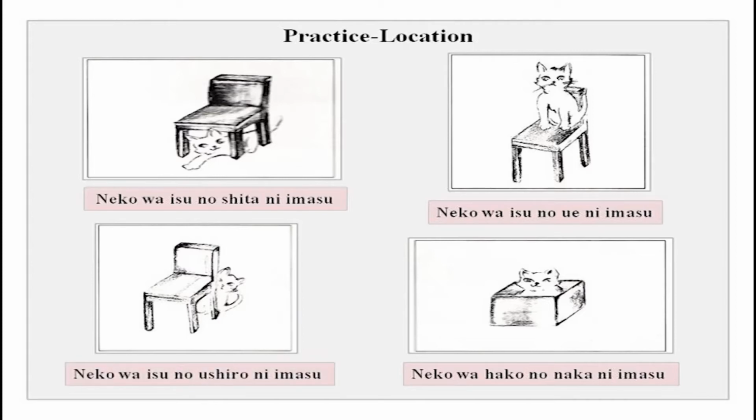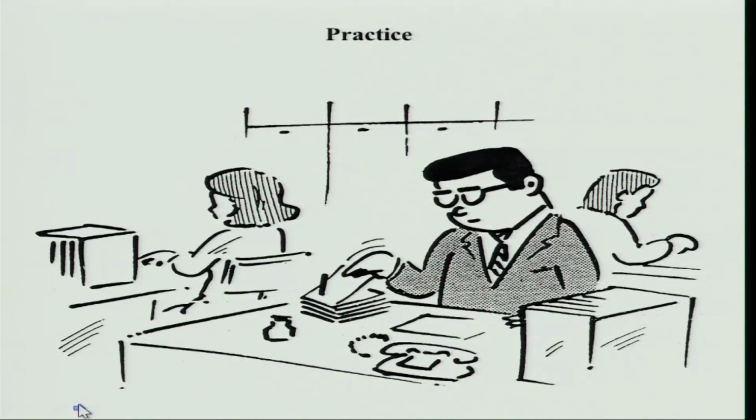So, this is how you can use your locational nouns that we have studied, and you can tell exactly where a thing is placed or where a person is placed with respect to another thing. Now, let us see if you can give me the answers over here.